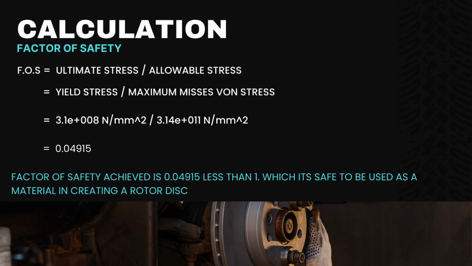0.04915 is actually less than 1, which is safe to be used as a material in creating a rotor disc.